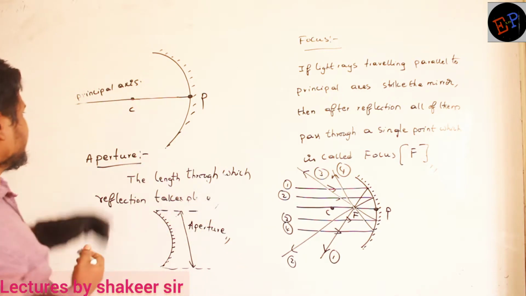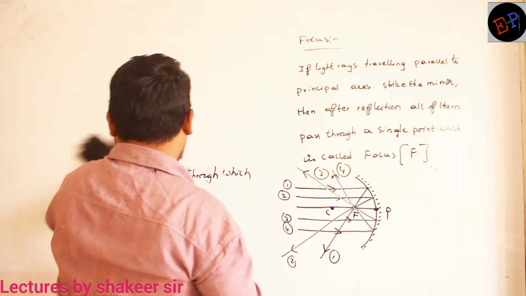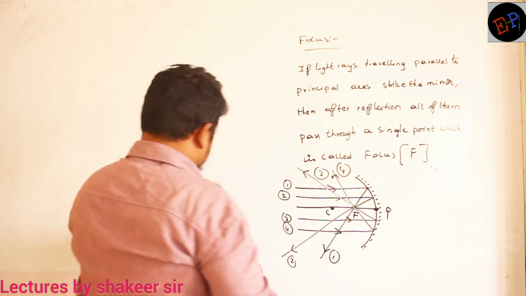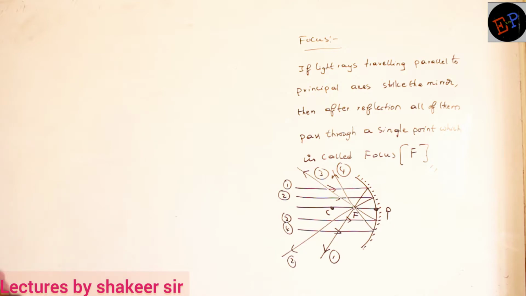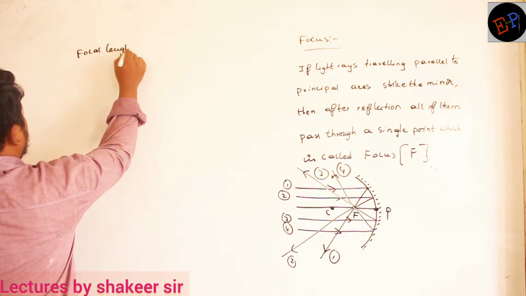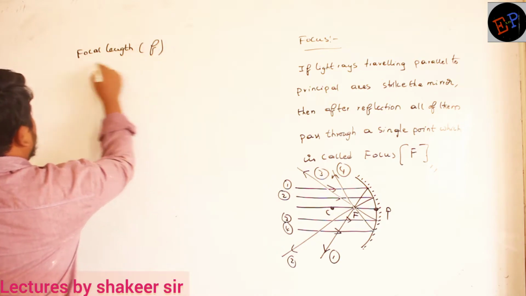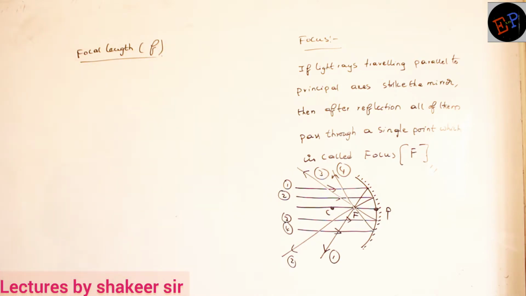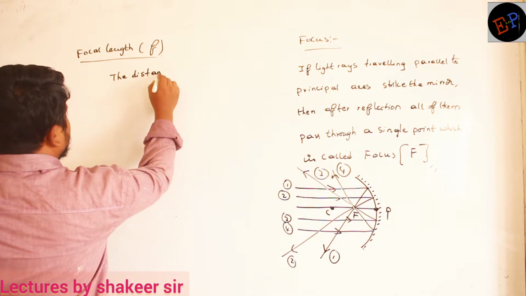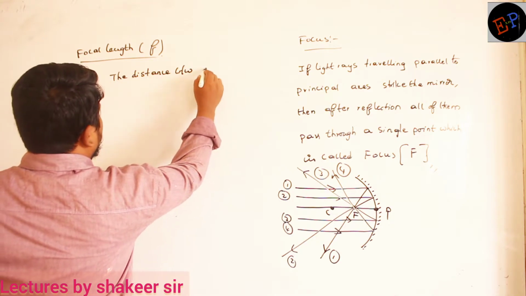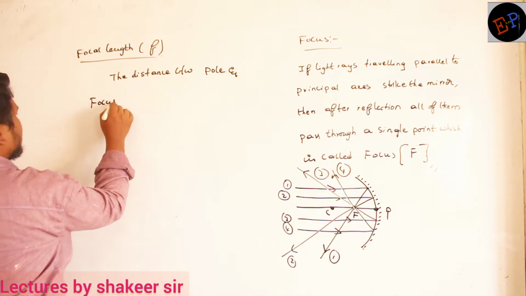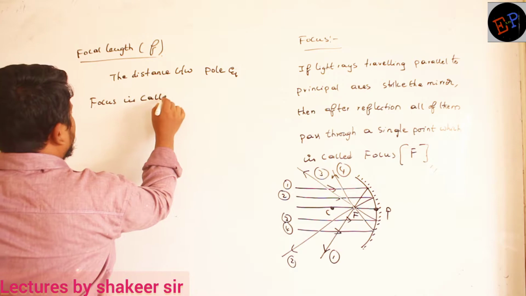Okay. The next parameter which we will study is focal length, represented by small f. What is meant by focal length? The distance between the pole and the focus is called the focal length.